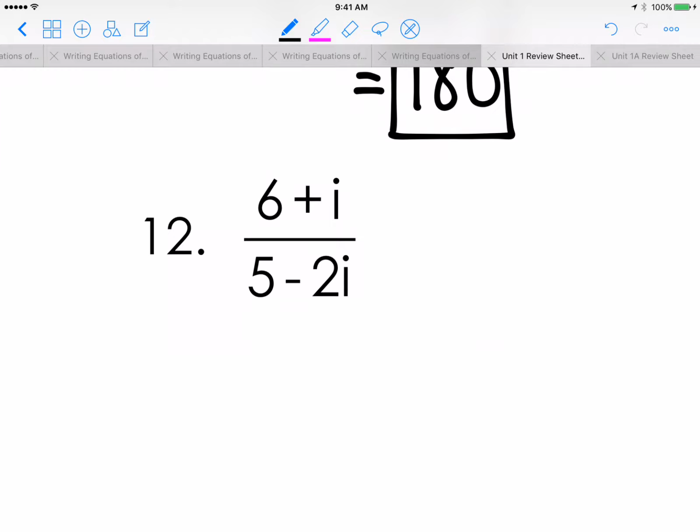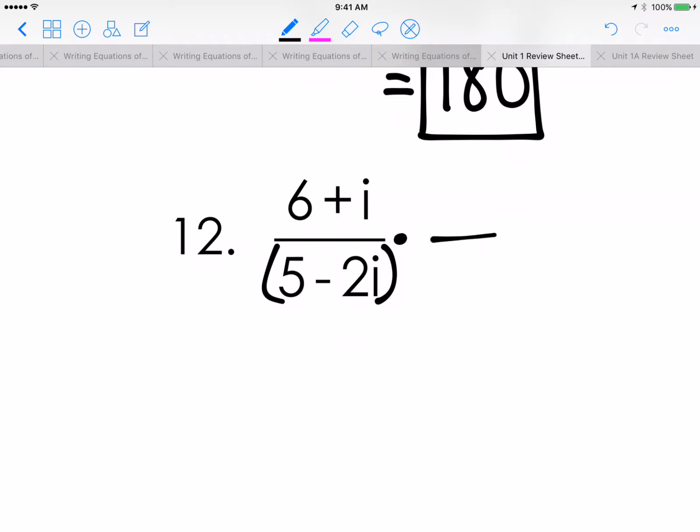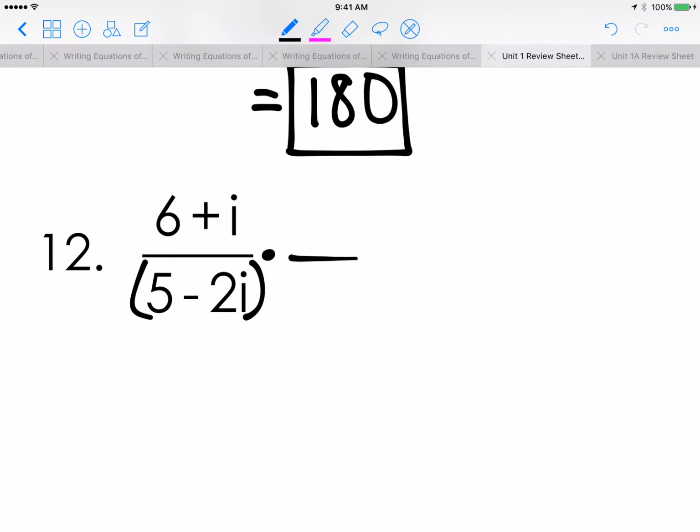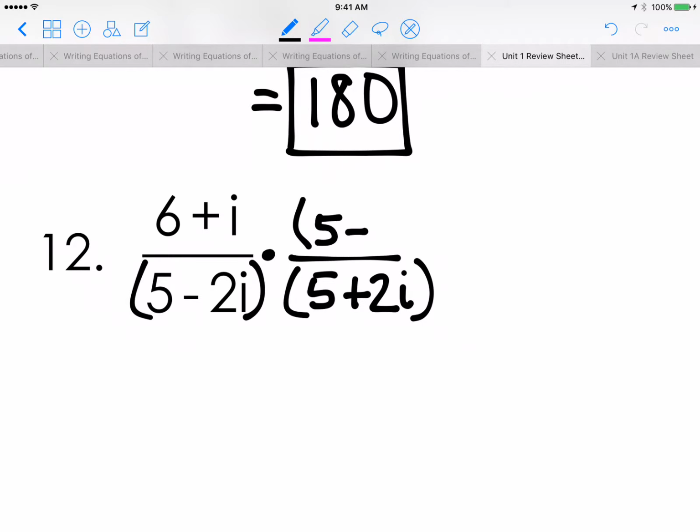Okay, 12. So what's different about 12 is that now we have a conjugate. We do not just have a monomial. We have a binomial. So we have to multiply by the conjugate. So we have to multiply by, excuse me, this is not working for me. Okay, 5 plus 2i and 5 plus 2i, because if we multiply by that in the denominator, we must also multiply by that in the numerator.